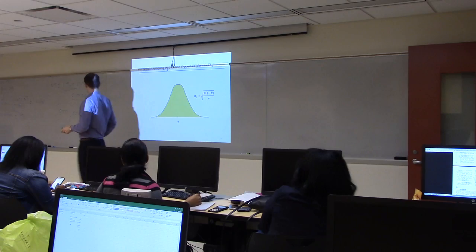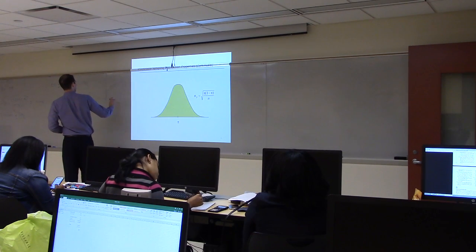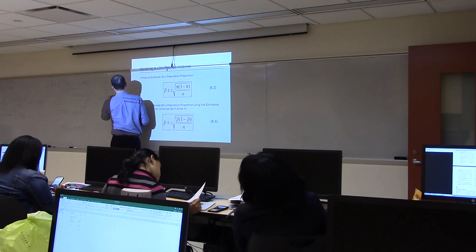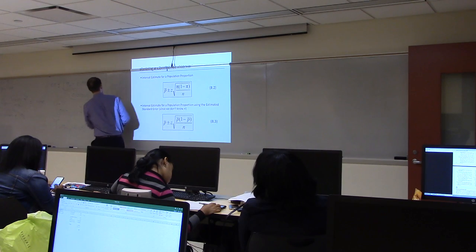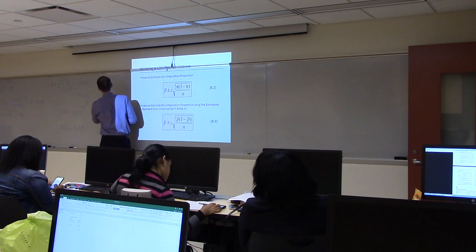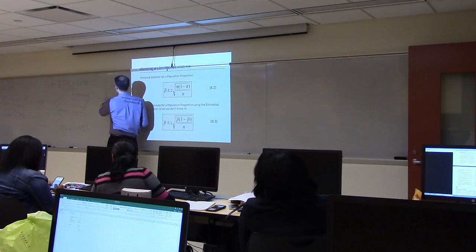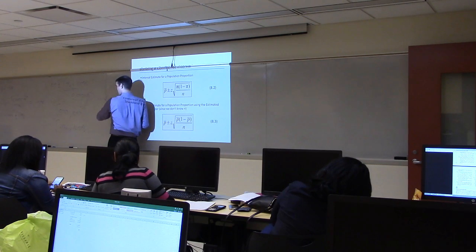Okay, so we say, well, if we're 95% confident, that means 2.5% of the time this proportion, right now it's 9%, is going to be too high. 2.5% of the time, it could be too low. So what z-value is associated with these numbers?